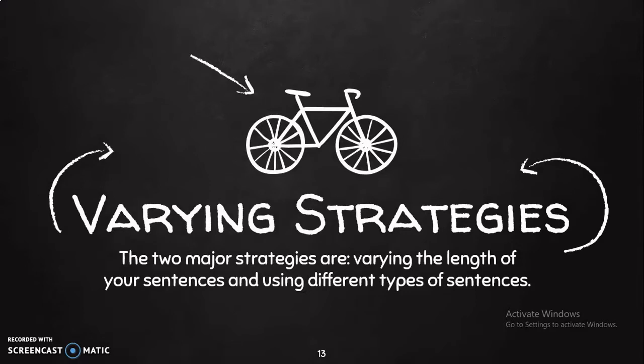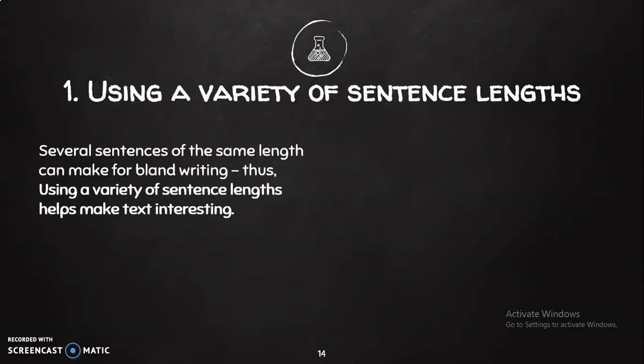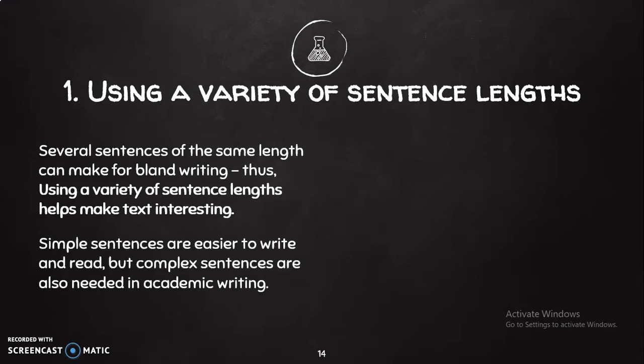These two best strategies are varying the length of your sentences and, again, using different types of sentences. Let's see them one by one. First, using a variety of sentence lengths. Several sentences of the same length can make for bland or boring writing. That's why using a variety of sentence lengths helps us make our writing material very interesting.